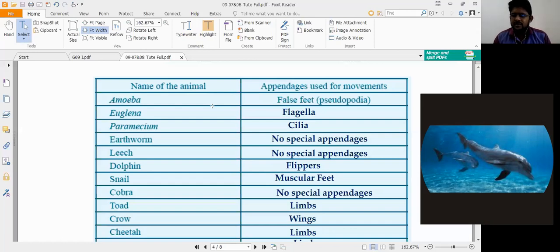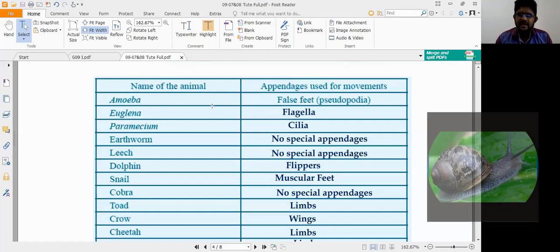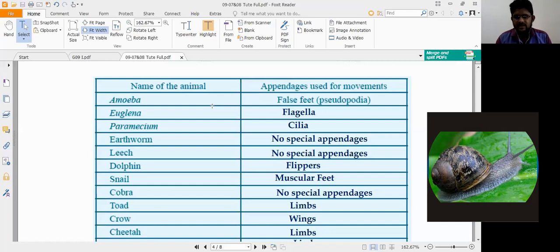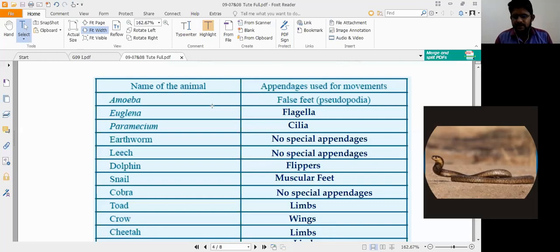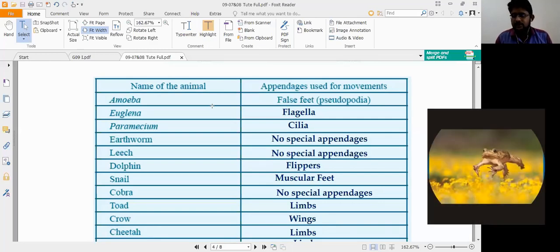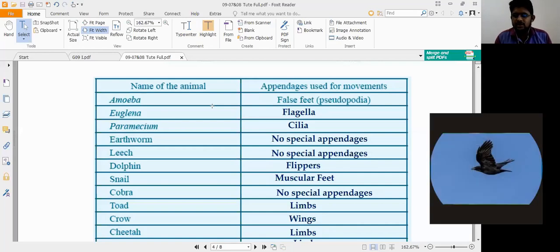And dolphin you take, they have flippers. Snail, muscular feet. You could have seen the way they move, they have muscle-like feet to help their motion. That is the muscular feet. And cobra, no special appendages for them too. Toads you take, they have limbs, four legs. Crows, like birds you take, they have wings for their motion.